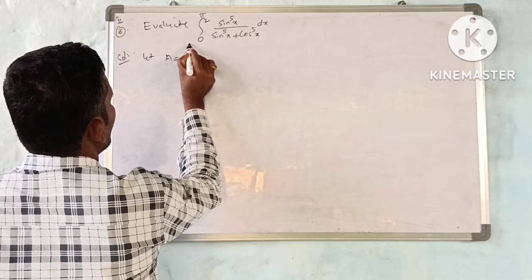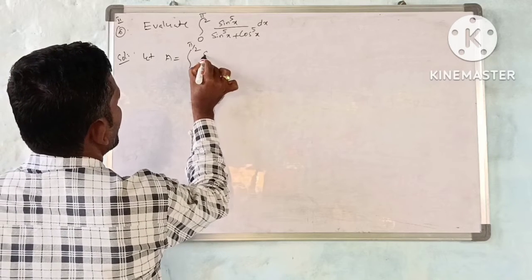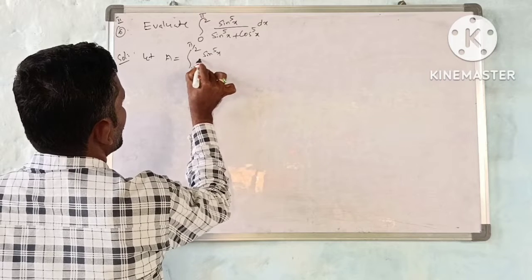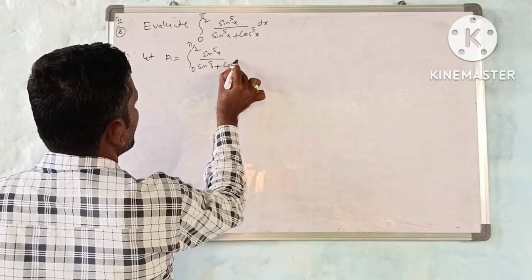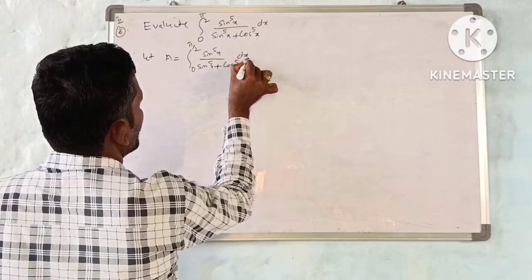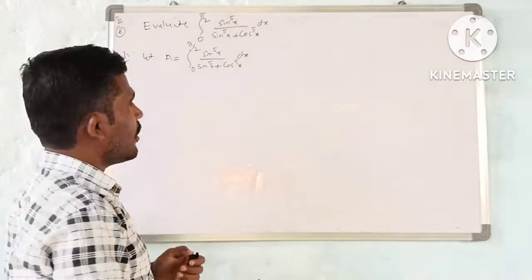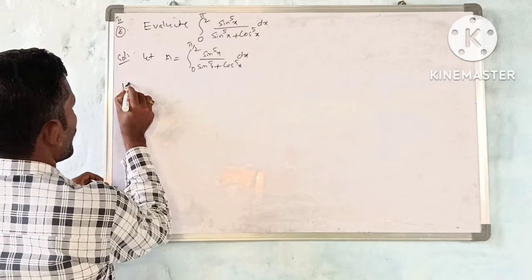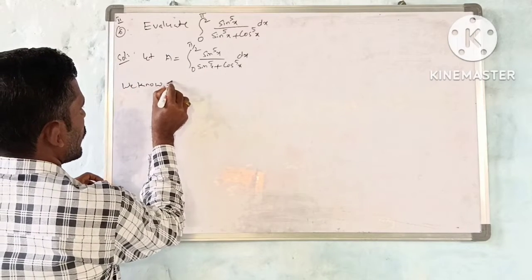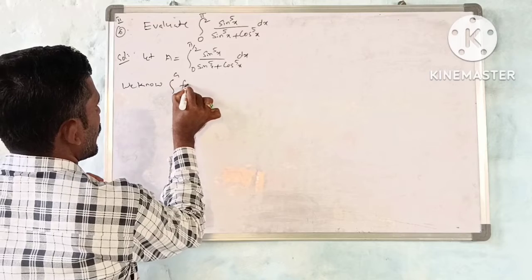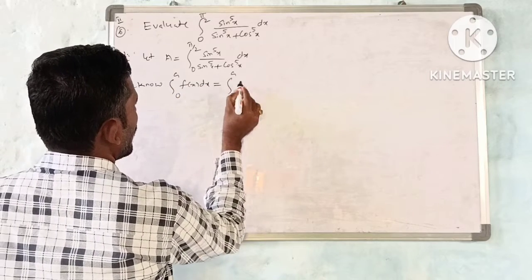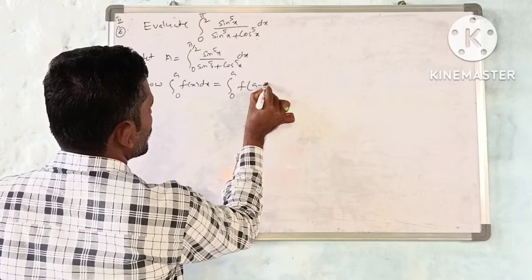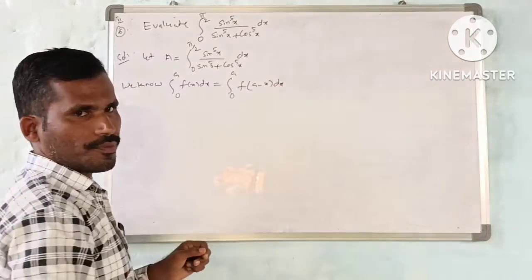A equals the integral from 0 to pi by 2 of sin^n x by (sin^n x plus cos^n x) dx. Okay, and we know the formula. This type of problem you have to solve using one property only: the integral from 0 to a of f of x equals the integral from 0 to a of f of a minus x.